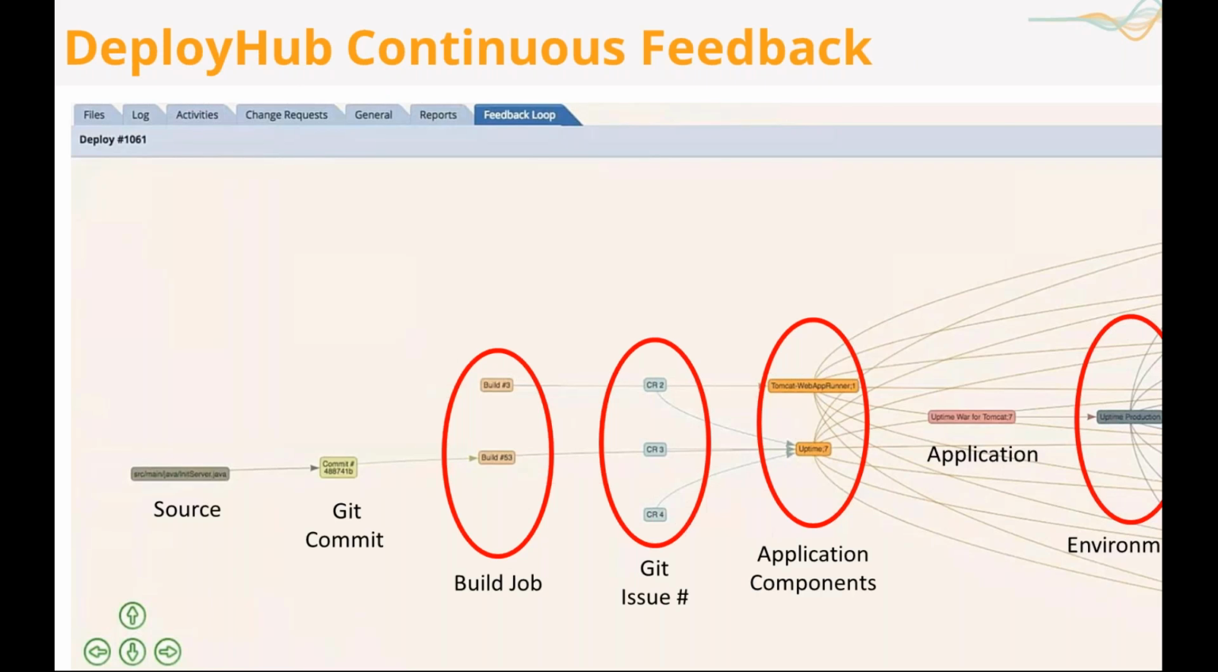On the DeployHub side, you're going to get a full continuous feedback loop as well, which shows you all the way back to the source and the git commit, what build job, if you're using a CI server like Jenkins, you might bring a build job forward, the issue number associated to the application components, the application package, all the way to the environment and the endpoints in the environment. So now you actually have the ability to say, I know I committed my code, I know we did a build, but did it ever get to production? And this provides that full loop.